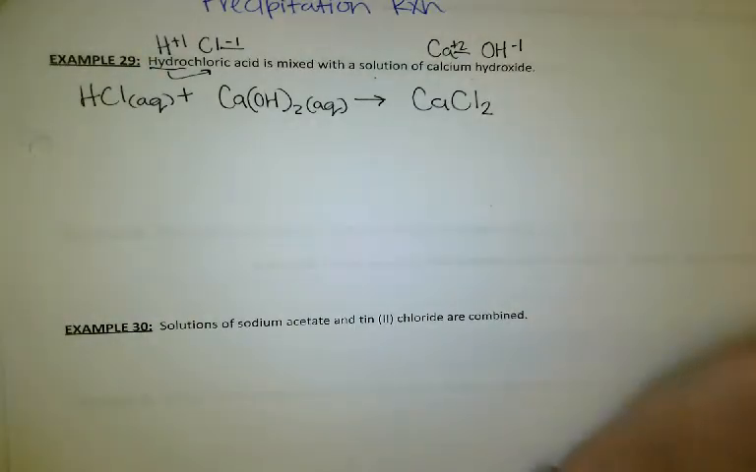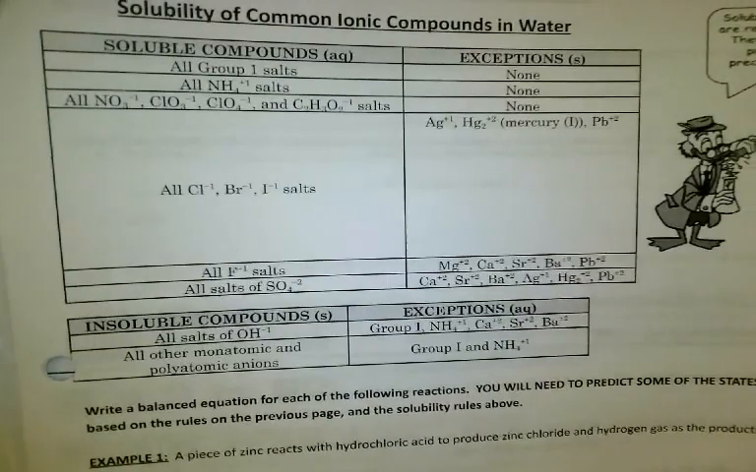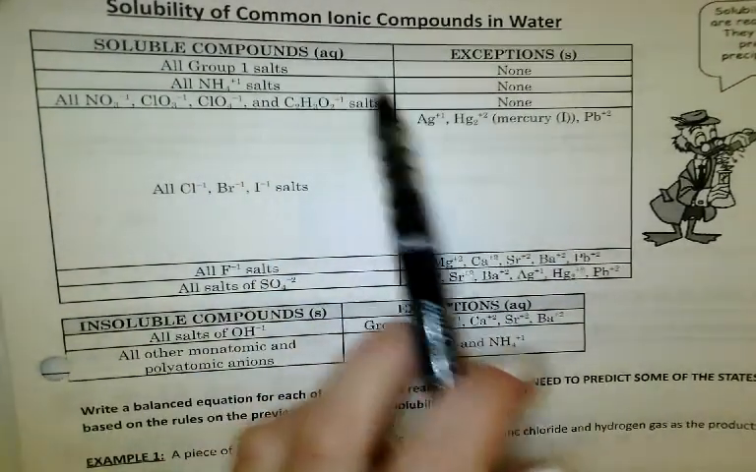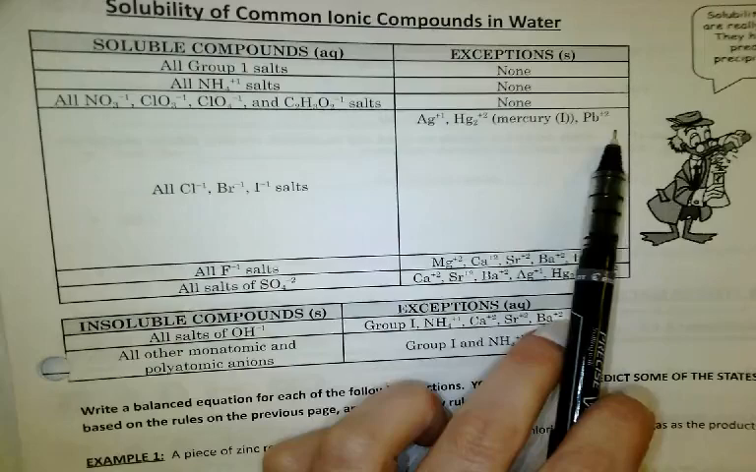Now, what state is that going to be in? Look at your solubility. All chlorides are aqueous unless it's silver, mercury, or lead. Okay? Is it silver, mercury, or lead? No, then it is aqueous.